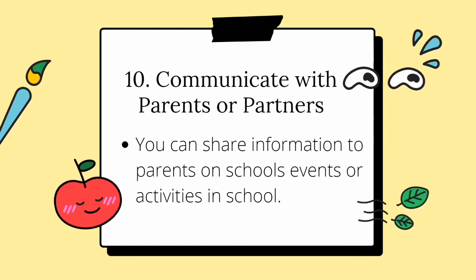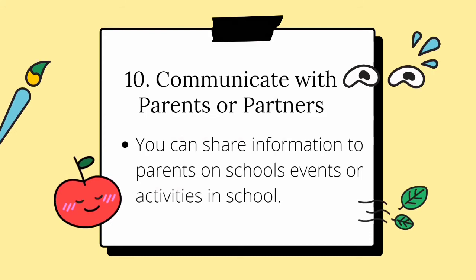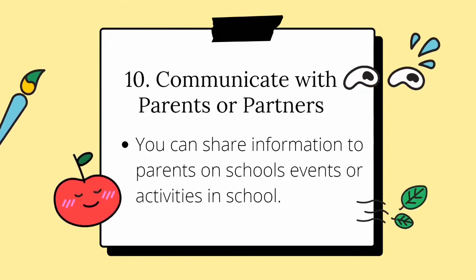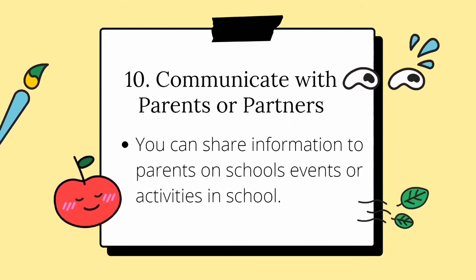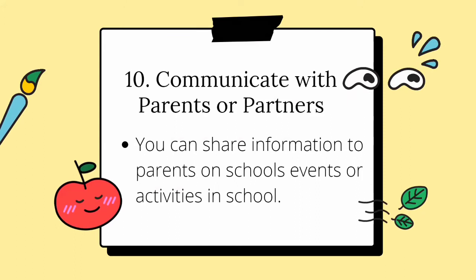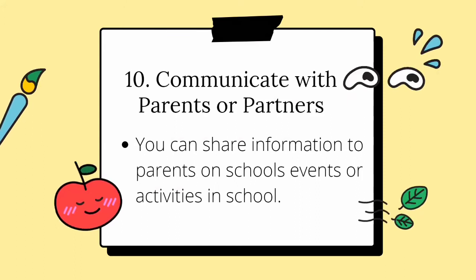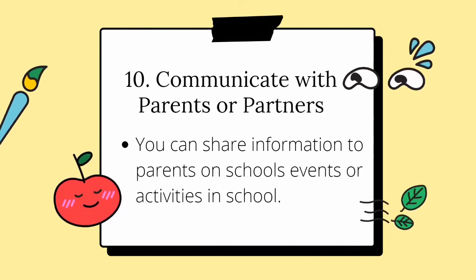The last one is to communicate with parents or partners. You can share information to parents in schools, events, or activities in school. You can also put it in a web page for parents to get information or include it in newsletters, information slips, etc. You can have them printed as magnets and parents can get the information. However, be sure to orient the parents on how to use the QR codes.